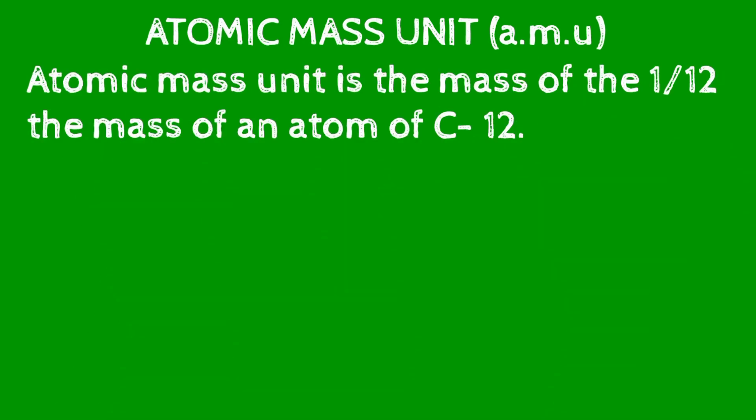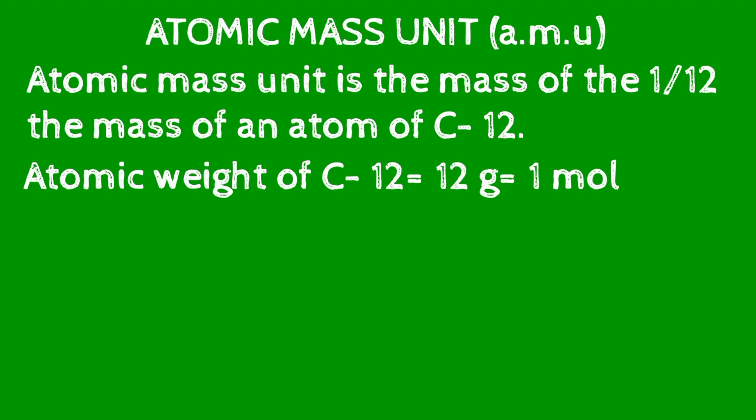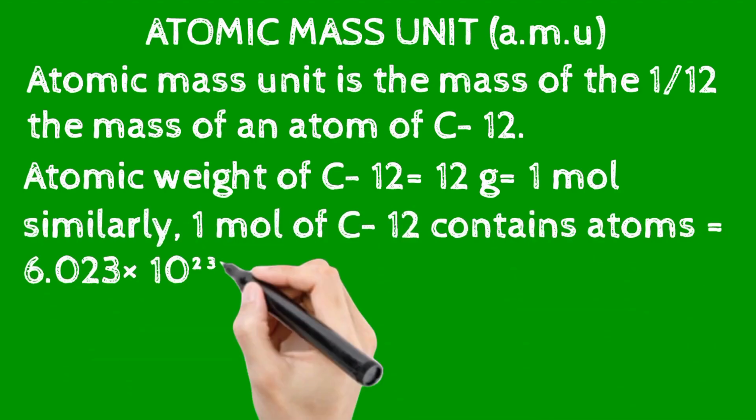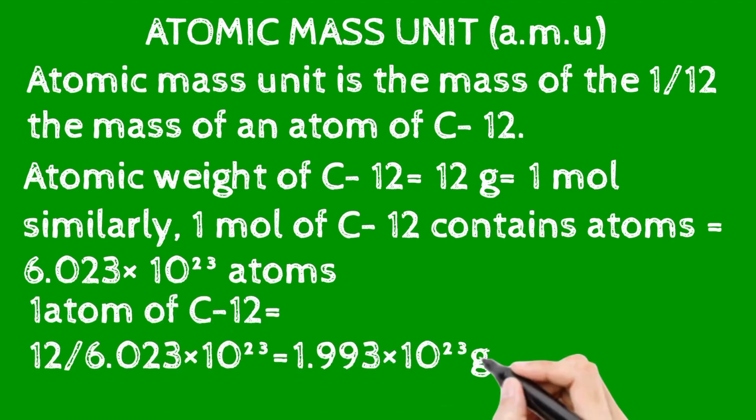Atomic mass unit. Atomic mass unit is 1/12 of the mass of an atom of carbon-12. For example, if we calculate the atomic mass unit, the atomic weight of carbon-12 is equal to 12 grams, which is equal to 1 mole. Similarly, 1 mole of carbon-12 contains 6.023 times 10 raised to power 23 atoms, which is the Avogadro number. We will study the Avogadro number in coming lectures.